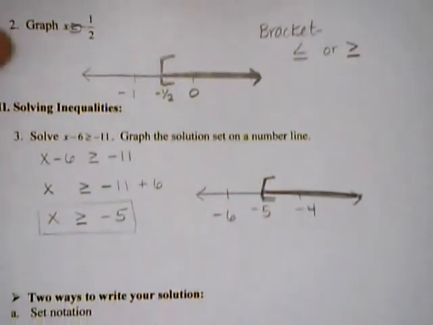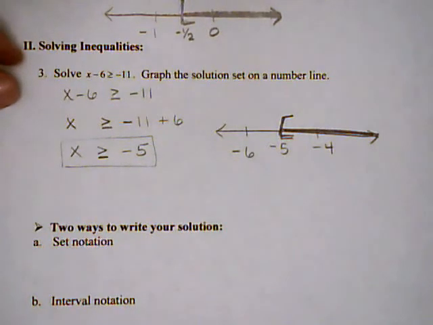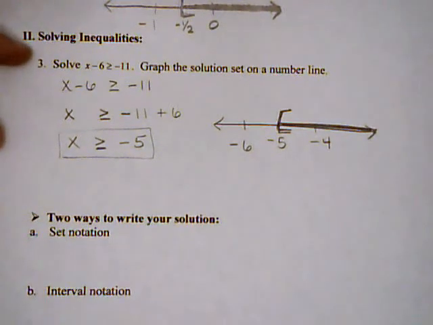Notice at the bottom of the page how I have typed that there are 2 ways that you can write your solution. The first one is what we call set notation, and the second one is what we call interval notation. I'll explain these two in the second part of the video. So we're just going to stop right here where we left off.